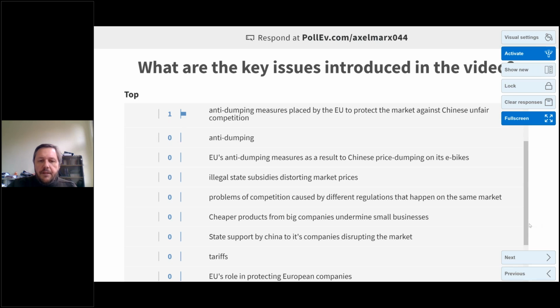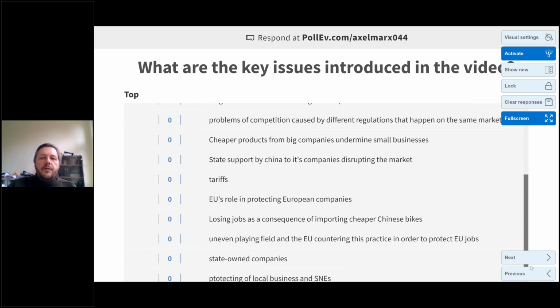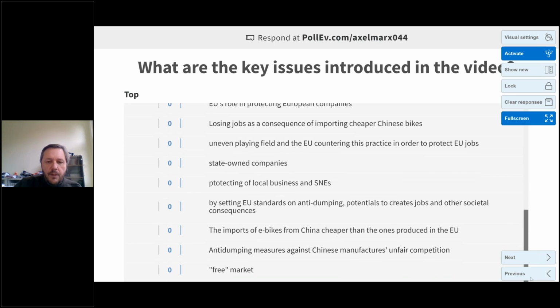Cheaper products from bigger companies undermine small businesses. So that's from bigger companies from China. State support by China. Uneven playing field. So there's a lot of answers related to, let's say, anti-dumping subsidies provided by China, and that's true.